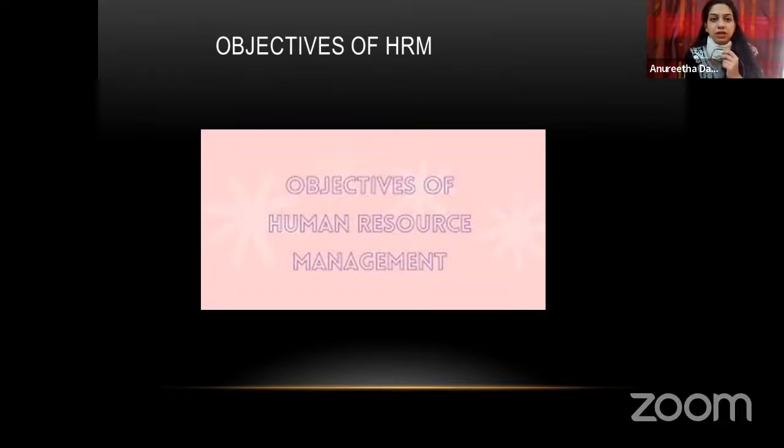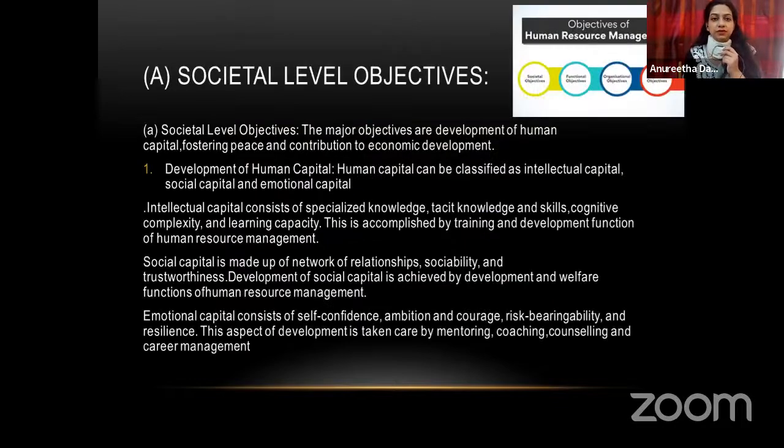Then coming to the objectives of HRM, let us understand the objectives. So the first objective of HRM is the societal level objectives. So what do we learn in the societal level objectives? I think the word itself describes that we will be only thinking from the societal point of view. That is, what do we generate from the society point of view?